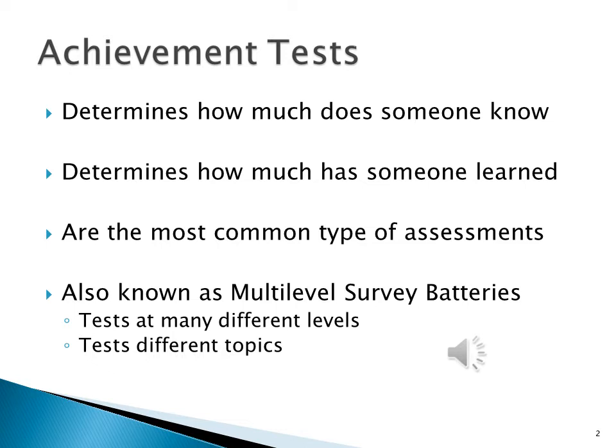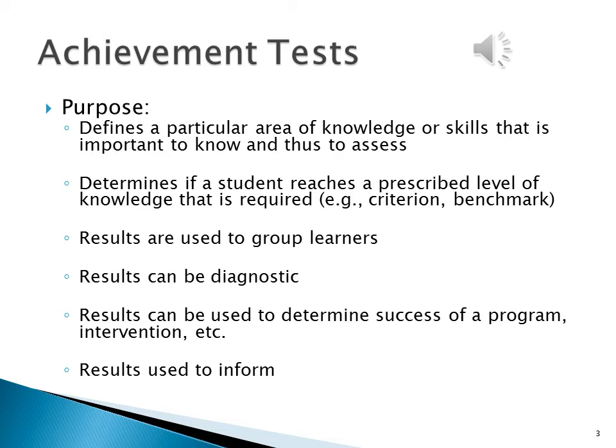In some literature, you may also hear them called multi-level survey batteries. This is when the test is looking at a lot of different achievement levels and tests a wide variety of topics. There are a variety of purposes for achievement tests. Most particularly, has a student learned a particular set of knowledge or skills that is important for them to know for their class or for their grade level, etc.